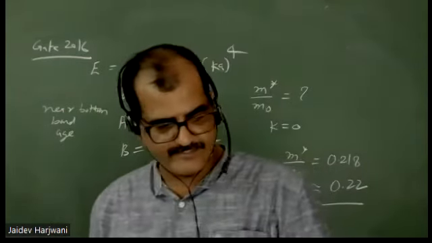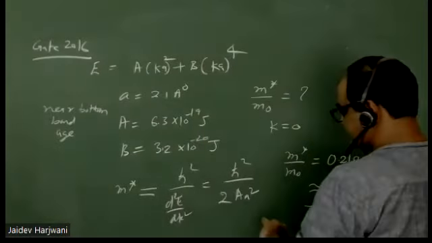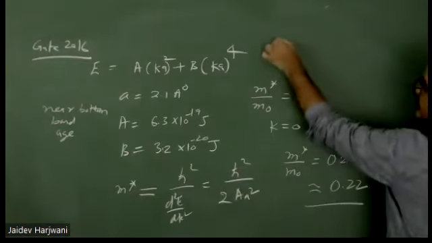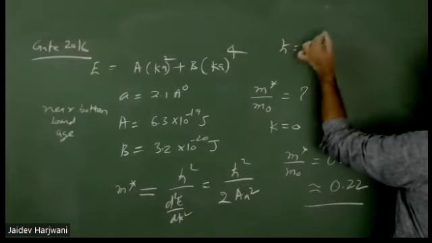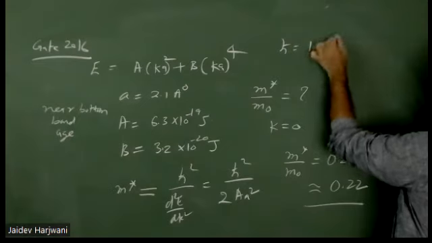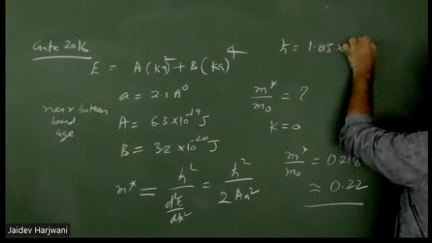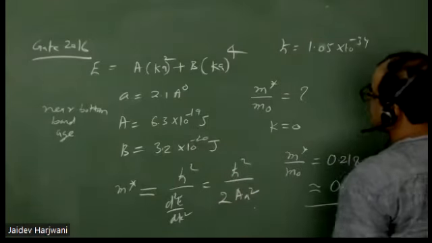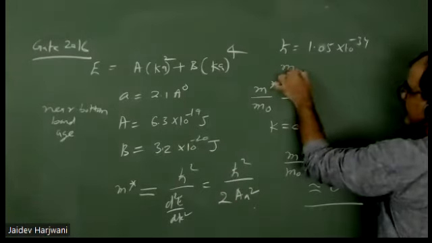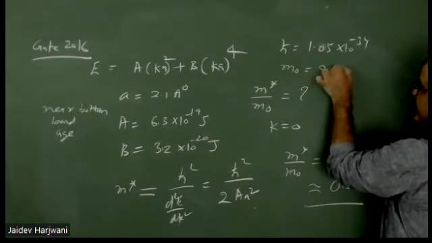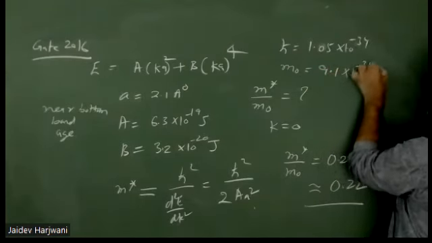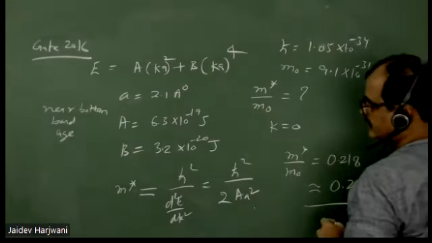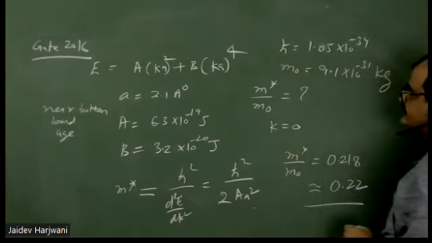Sir, how to calculate m? You know the effective mass, you have already got it. Now you know what h cut is. H cut is 1.05 times 10 raised to power minus 34. Okay, the value of a, small a, is given. And what is mass? m naught is 9.1 times 10 raised to power minus 31 kg. Oh, it's for electron. Yes, it's for electron.